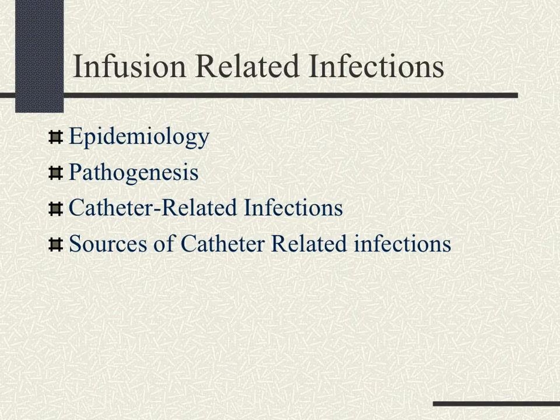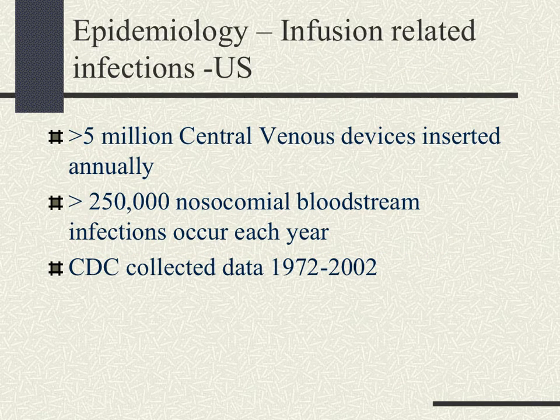Now we're going to talk a little bit about infusion-related infections. So we're going to talk about the epidemiology, the pathogenesis, catheter-related infections, and sources of catheter-related infections. Just keep in mind that epidemiology varies with the type of catheter and the frequency of manipulation and other patient factors. In looking at epidemiology, there are greater than 5 million central venous devices inserted annually. And there are more than 250,000 nosocomial bloodstream infections each year.